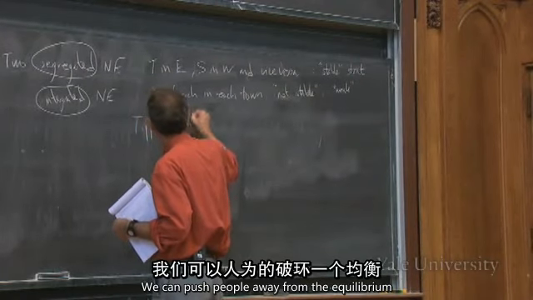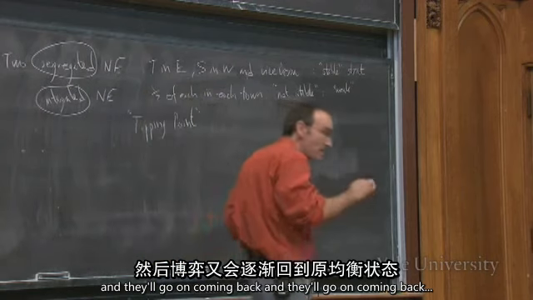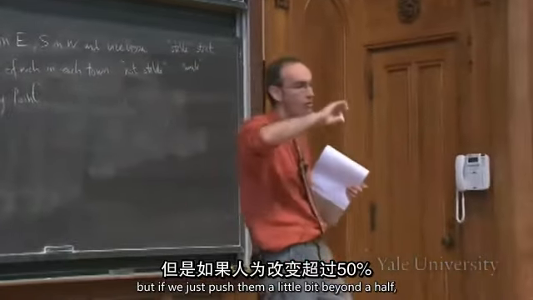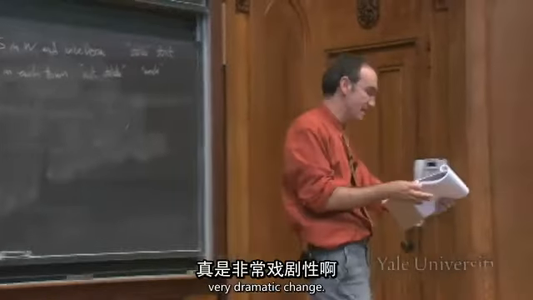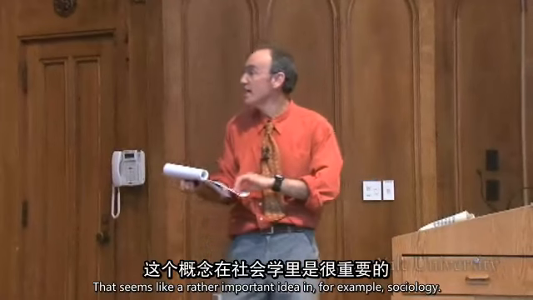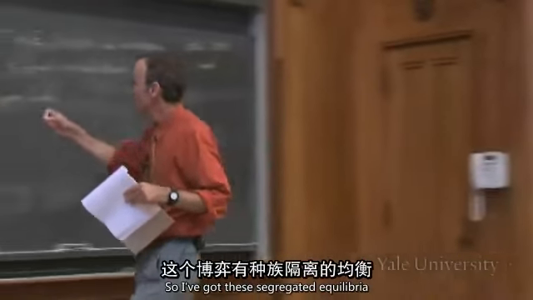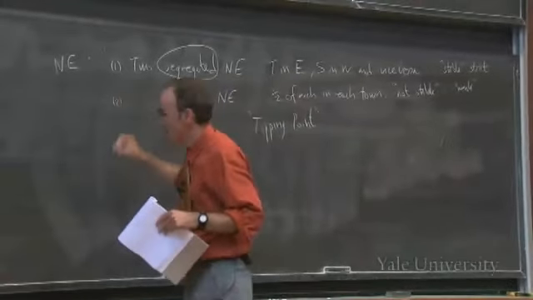We can push people away from the equilibrium and they'll go on coming back, and go on coming back, but if we just push them a little bit beyond a half, whoops, they'll go off to the other equilibrium. Very dramatic change. All right? So that seems like an important idea in, for example, sociology. All right? So I've got these segregated equilibria and I've got these integrated equilibria, and let's just make the other obvious remark.